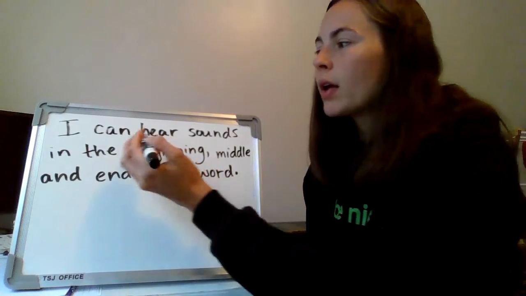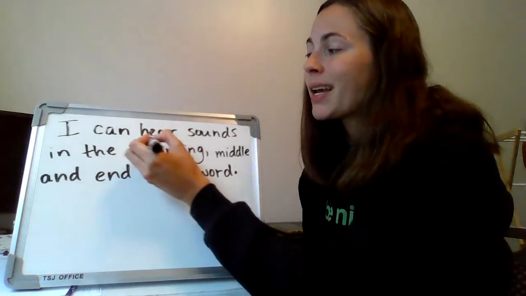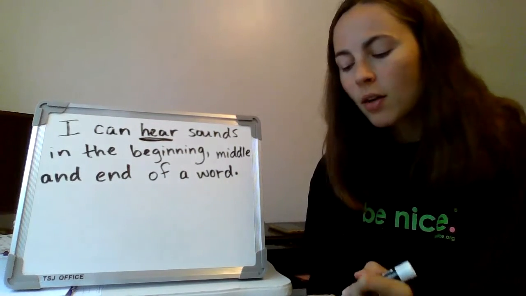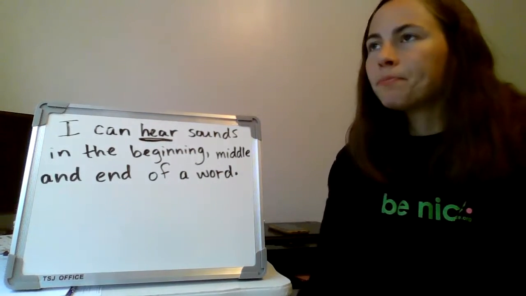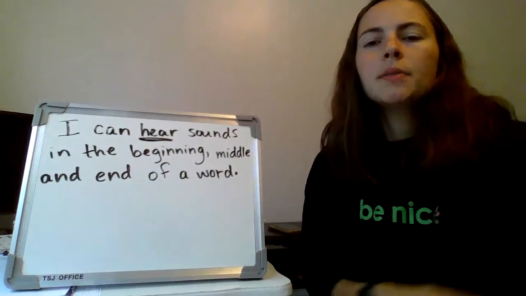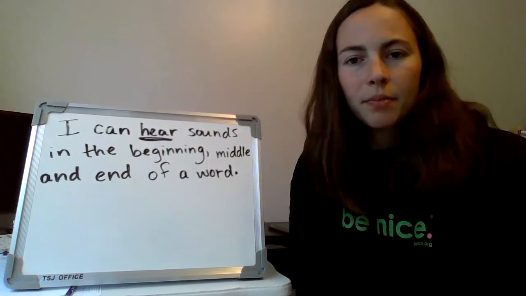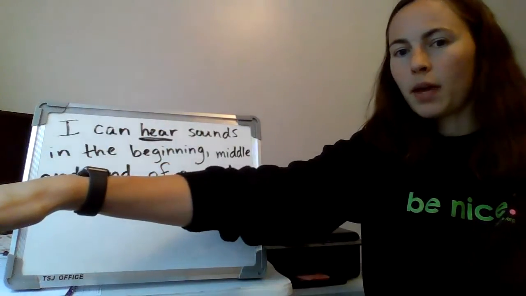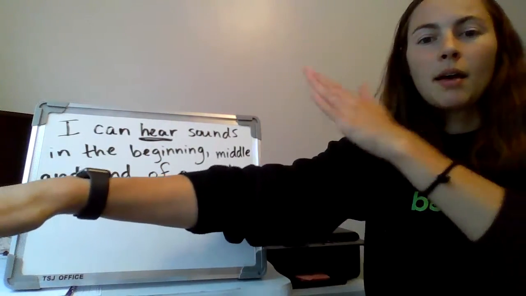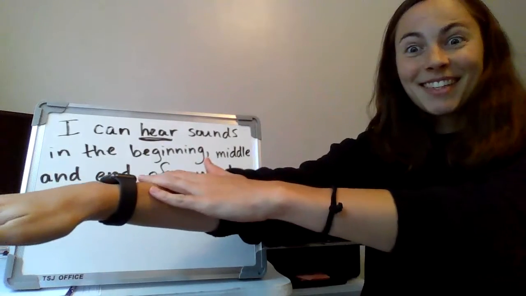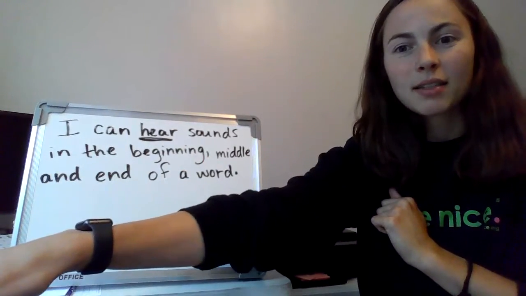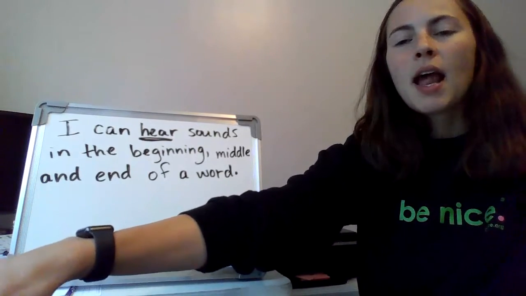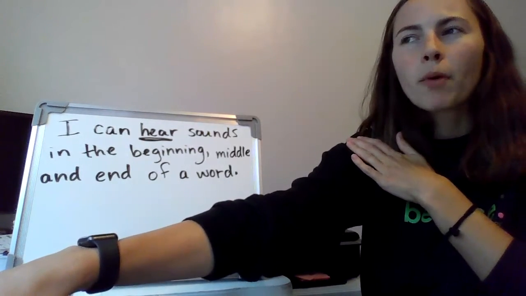So right now, in our I can statement, it says I can hear sounds. So we want to be listening really well. So if I took the word sit, okay, and I wanted to use my arm, here's my arm. My arm has a beginning, a middle, and an end, just like that, okay? So I'm going to use the word sit. And in order to hear all the sounds in the word sit, I'm going to use my arm. Okay, here I go.